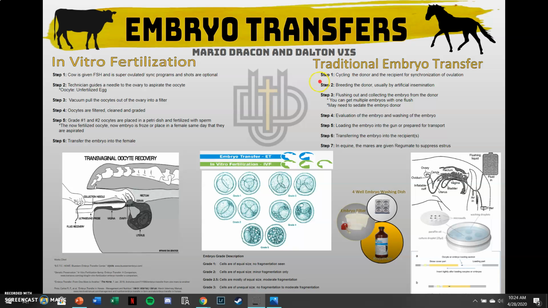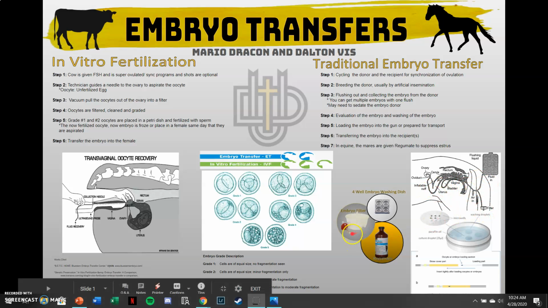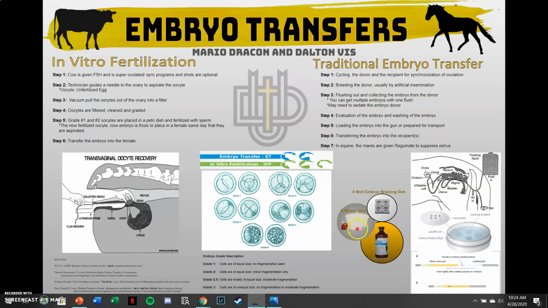Step two would be breeding the donor. This is usually done by artificial insemination, although it's not necessary to be done by artificial insemination. That's usually what they do. Step three would be flushing out and collecting of the embryo from the donor. The process of that can be shown in this chart here. Fluid is pumped into the uterus and then filtered out through a filter that looks like this. There's a very small piece of paper here that collects the embryo as the uterine fluid is pumped through.